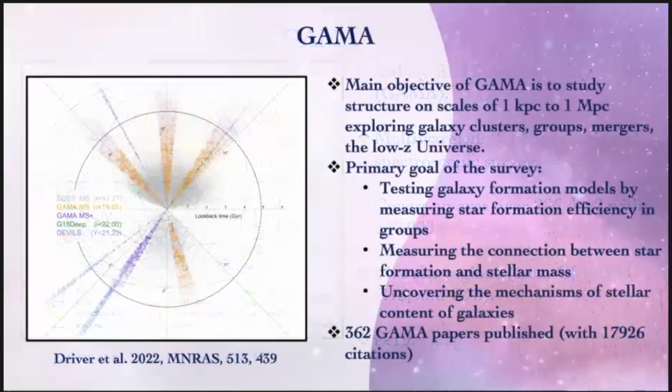There are many primary goals of this survey, mostly on testing the galaxy formation models by measuring star formation efficiency, measuring the connection between star formation and stellar mass, and uncovering the mechanisms of stellar content. There are around 300 plus GAMA papers already published with 17,000 plus citations. So it's nice to be part of GAMA.